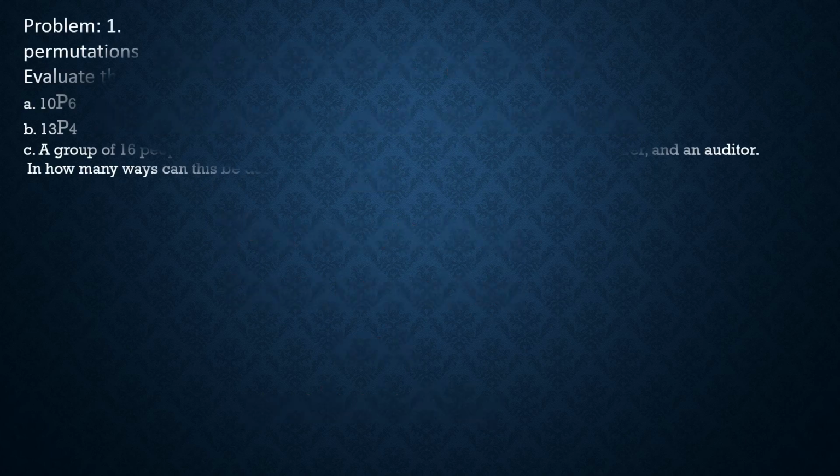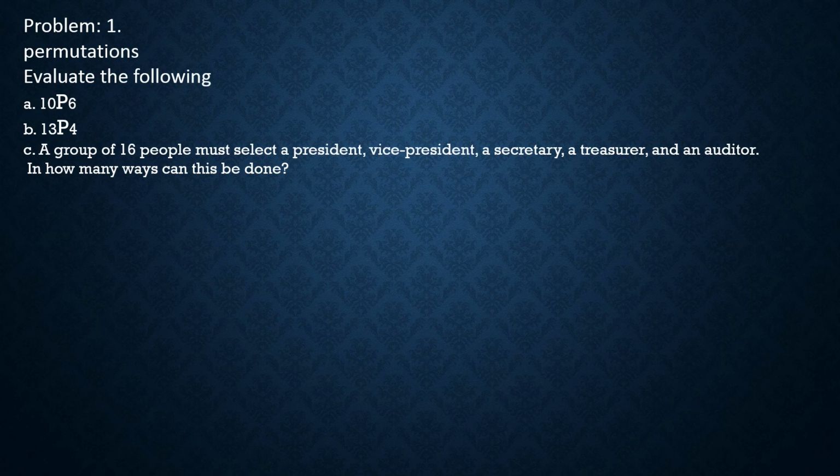Okay, so let us have now problem number one. So this is permutations. A permutation is an arrangement of objects in a definite order. Okay, so that is the definition for the first problem of permutation.